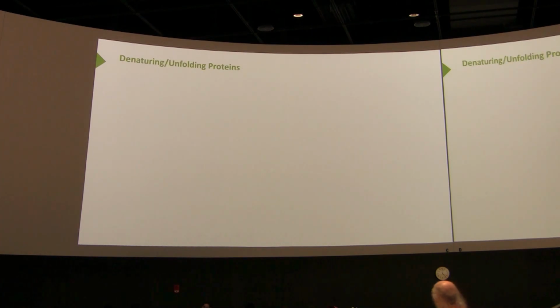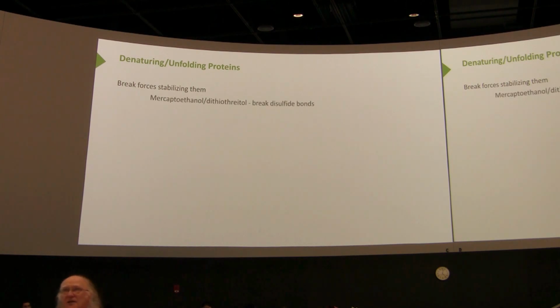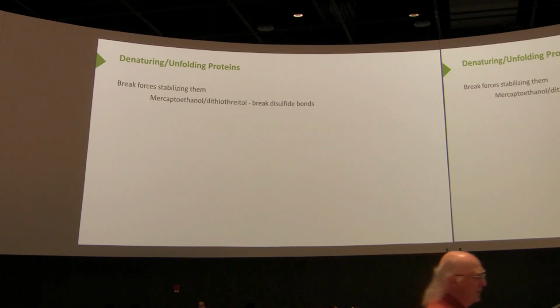Okay, good. All right. If we want to break or denature or unfold a protein, I've already led you to some of this already. We need to break the forces that stabilize them. One of them I haven't talked about is how do we break disulfide bonds? Right? How do we break disulfide bonds? Well, the cell has a way of doing that we'll talk about later.